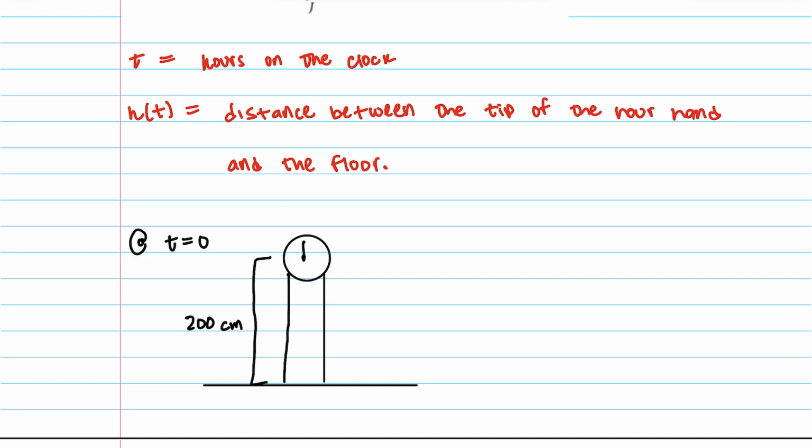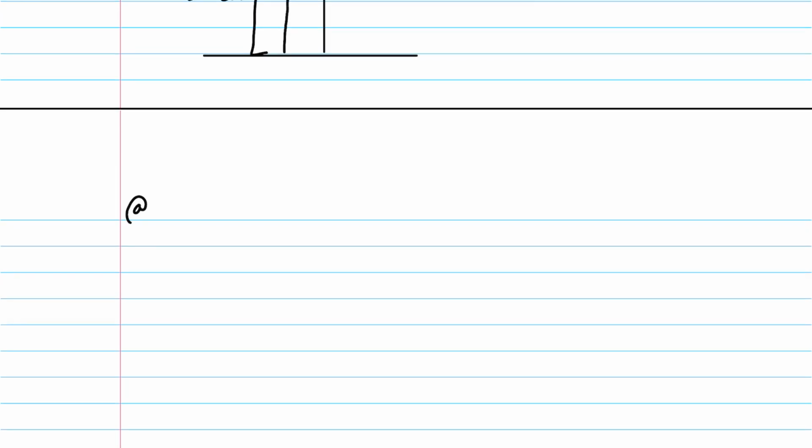But we're not interested in that distance. We're interested in the distance measured from the tip of the hour hand to the floor. The distance from the center of the clock to the tip of the hour hand is 10 centimeters. And thus, to get the full distance, we'll have h of t is equal to 200 centimeters plus 10 centimeters, which is 210 centimeters.